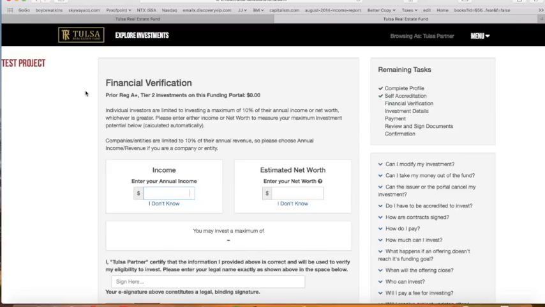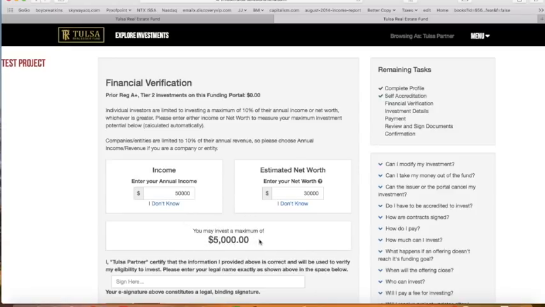First, I'm going to put an arbitrary number here. Let's say $50,000 is your annual income. And then say you own your car outright and you have some equity in your house, so I'll say $30,000 here. Out of the two, $50,000 is higher, and 10% of $50,000 is $5,000. From here, you can see the $5,000 number.